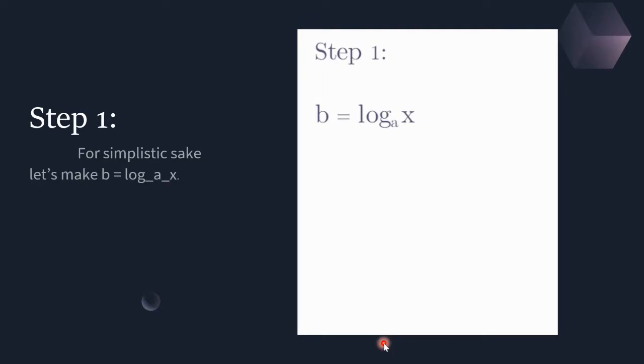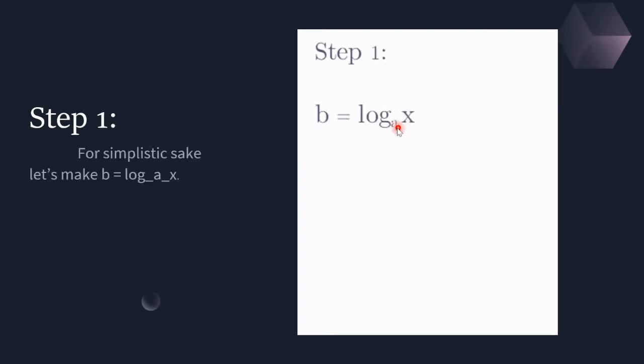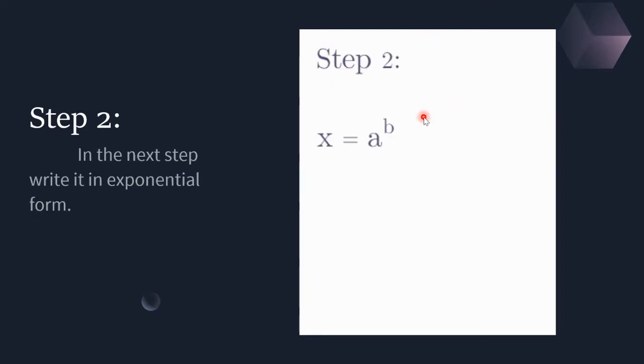Let me explain. So for simplicity's sake, just to make the visualizing easier, let's make b equal log a x. This will make sense later. Now let's write it in exponential form, meaning that we take this number here, that's our base, and then we power it to the number on the opposite side of the equation. So it'd be a to the power of b, and it always equals the number after the base, which is x in our case. So for example, this could be 7 to the power of 2 equals 49. It will make more sense in the example we use.